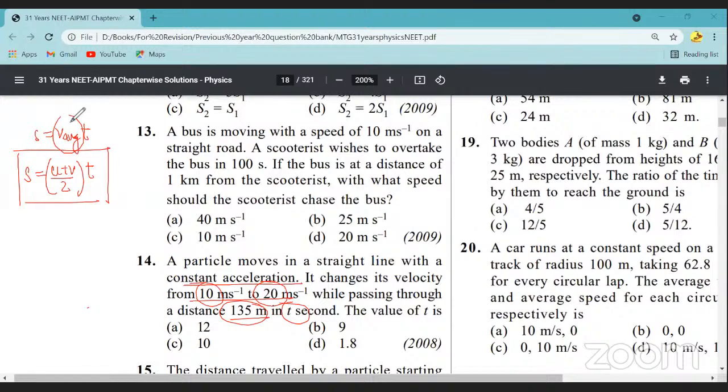So put in the values. S is 135, u is 10, v is 20, so 135 equals (10 plus 20) by 2 into t. So how much is this? t equal to 135 by 15. How much? Sir, 9. Yeah, so it's 9. Okay, so continue with the next one.